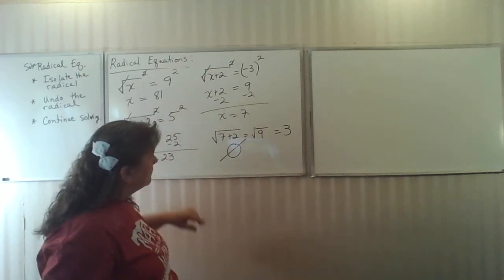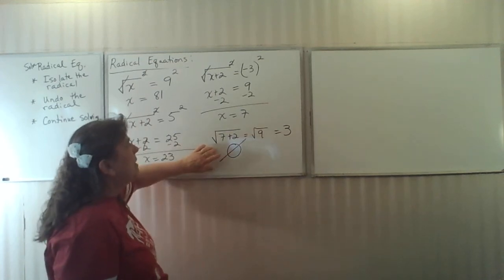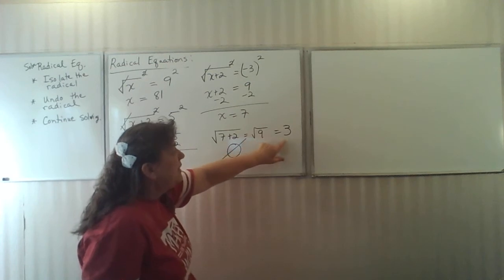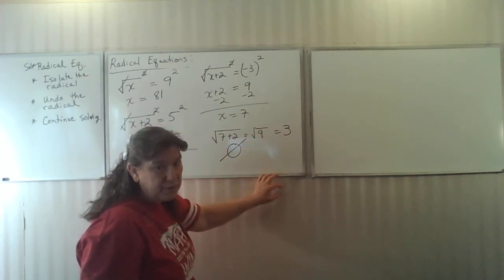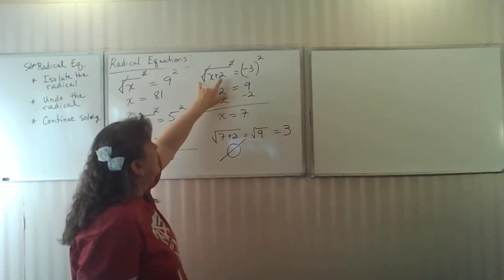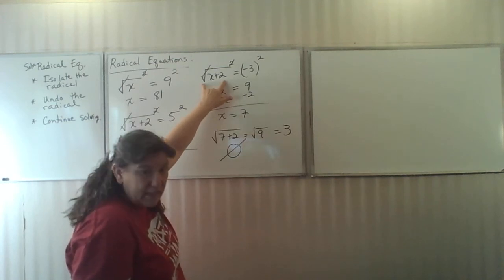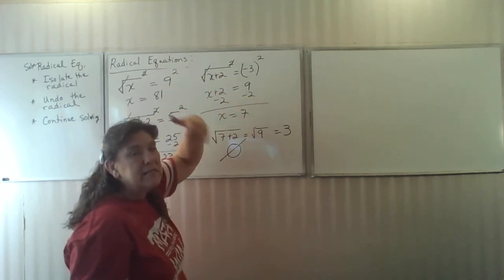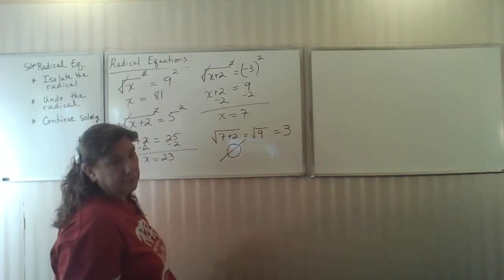Okay? So keep that in mind. When my square root is put equal to a negative, I'm going to end up with an extraneous root, because square root, by definition, is considered a positive unless we state differently. Okay?